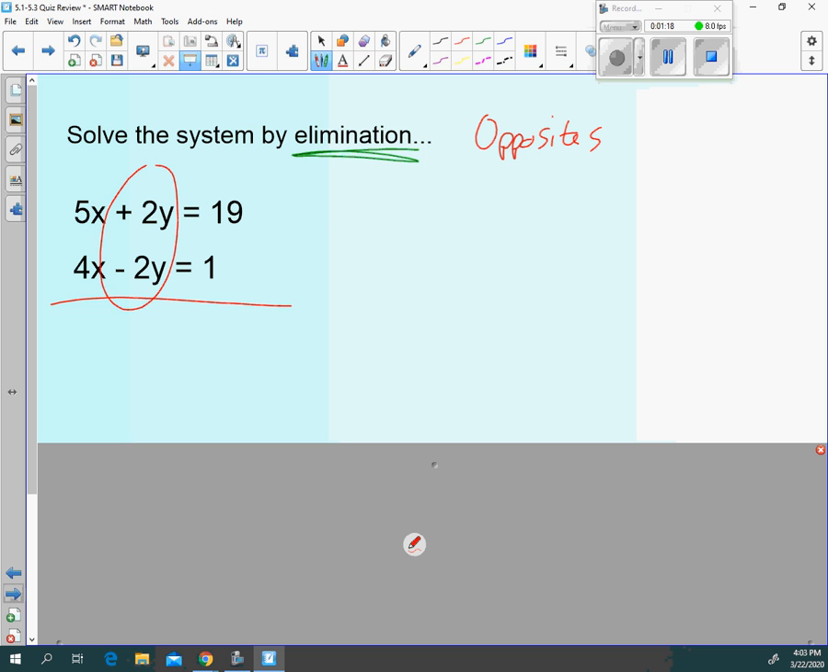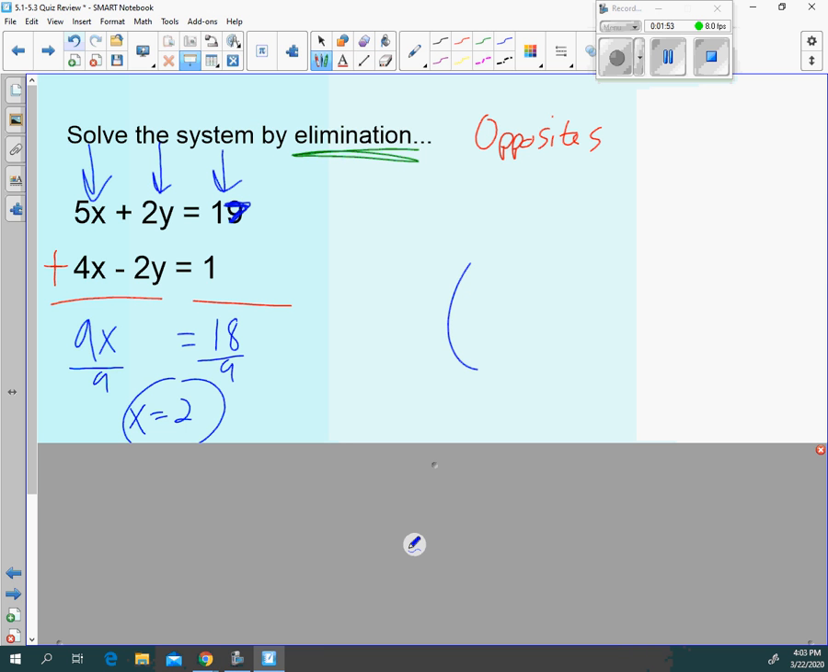Okay? So we're going to already jump to it. We're just going to add down those columns. First column right here, 5x plus 4x is 9x. Second column is no y's. That's why I wanted that. And then equals, don't forget to do the third column. 19 plus 1 is 18. Oh, excuse me. Let's make that a 17. 17 plus 1? 18. Yes. All right. I know how to do math. So we divide that, and we get x equals 2. That's half my answer.